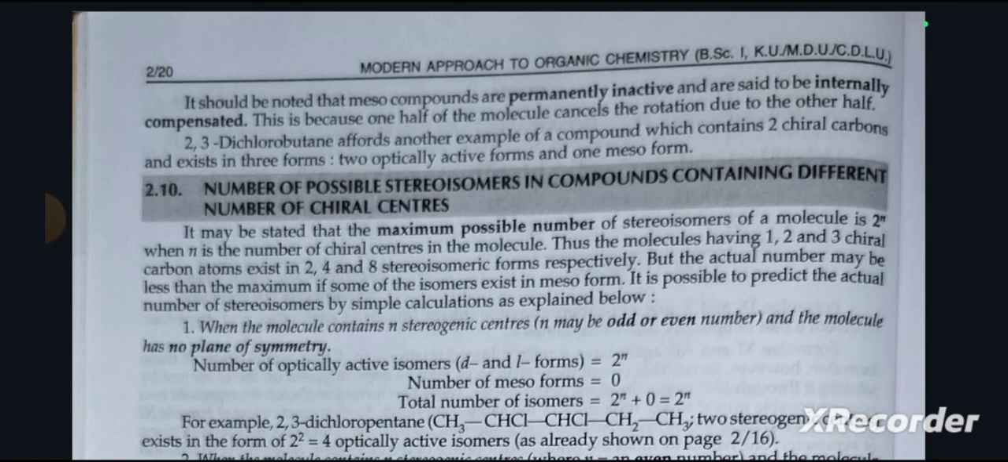2,3-dichlorobutane affords another example of a compound which contains two chiral carbons and exists in three forms: two optically active forms and one meso form.